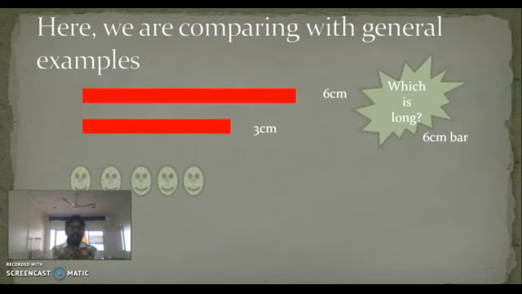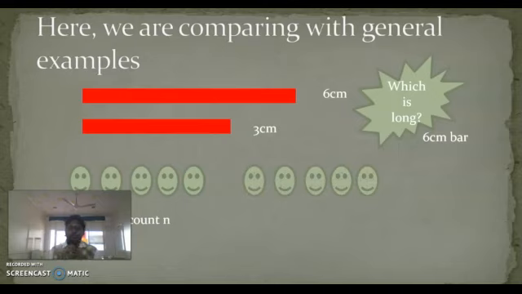Next, coming to another example, having some smiley faces. Now count and write: 1, 2, 3, 4, 5. How many faces are there? 5 faces are there. Next, we go for another example of the same smiley faces. 1, 2, 3, 4, 5, 6, 7. Now how many? There are 7 faces.